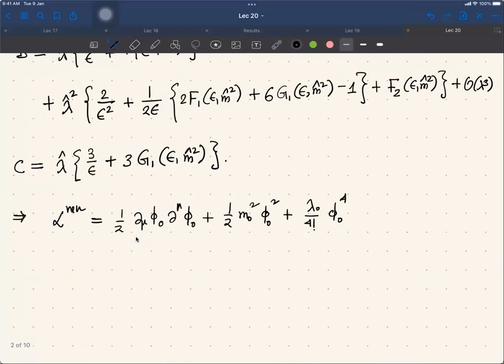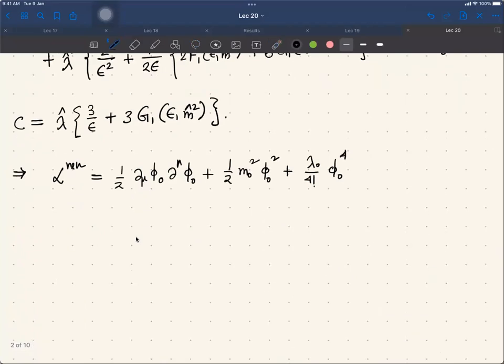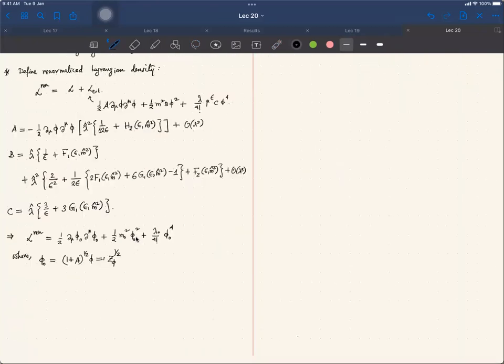And therefore, where phi 0 is equal to 1 plus A to the power half times phi, this factor 1 plus A to the power half is also called Z phi to the power half. 1 plus A is Z phi. It's called wave function renormalization.